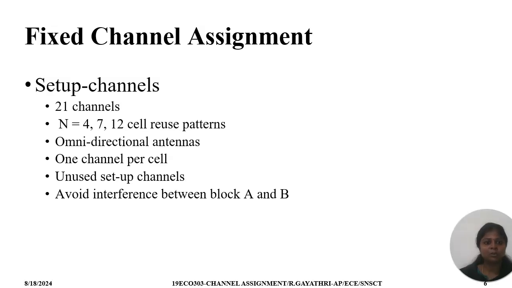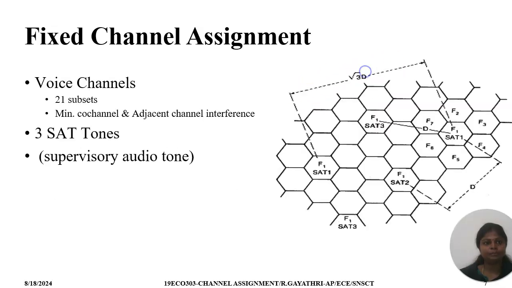The cell reuse patterns are N equal to 4, 7, and 12. In this method, omnidirectional antennas are used in the fixed channel assignment, with one channel per cell. Unused setup channels avoid interference between block A and B. For voice channels, we have 21 subsets with minimum co-channel and adjacent channel interference, using 3 SAT tones, the supervisory audio tones.